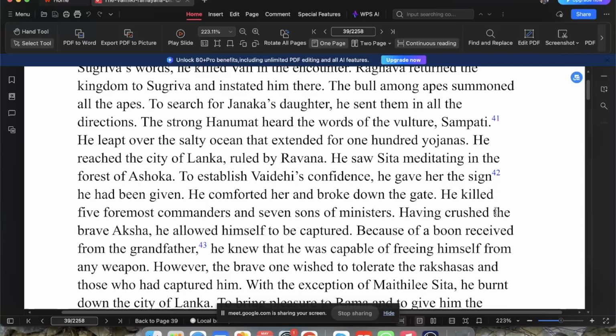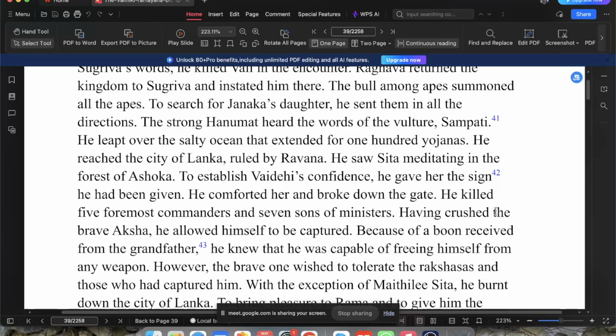So in some cartoons, we see that some ornaments were given, a ring or something like that, right? So the sign had been given. He comforted her and broke down the gate. He killed 5 foremost commanders and 7 sons of ministers. Having crushed the brave Aksha, he allowed himself to be captured.